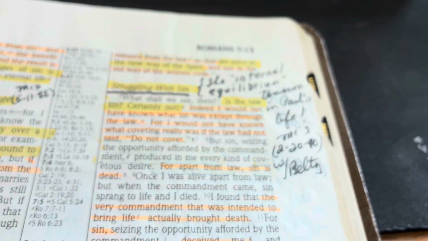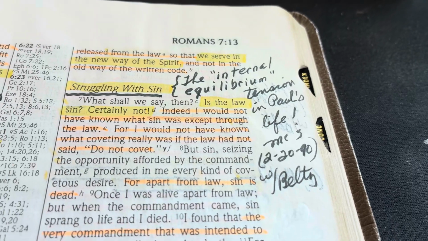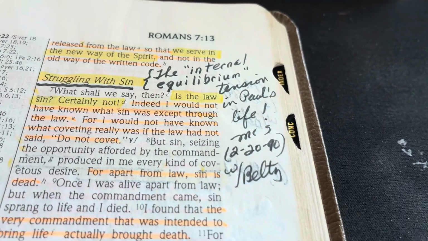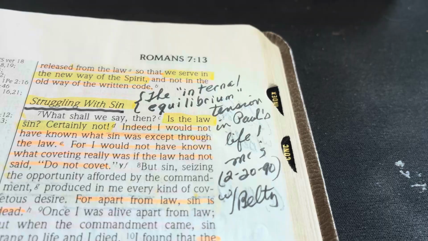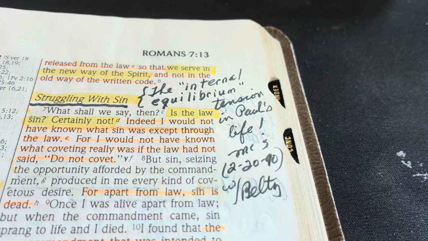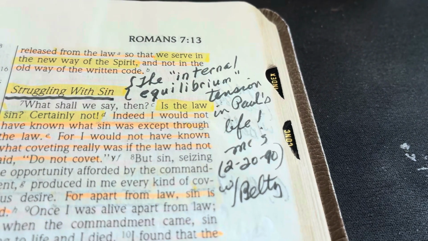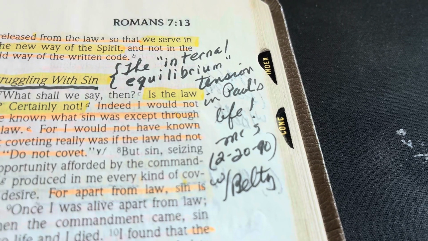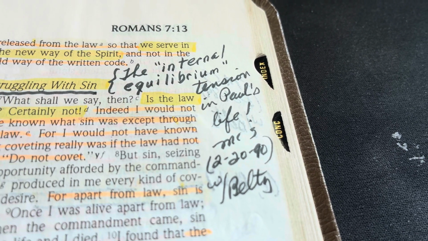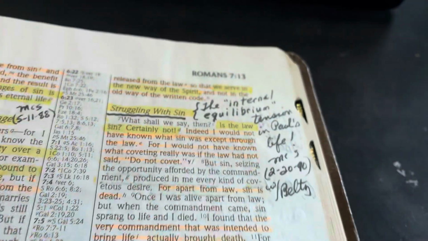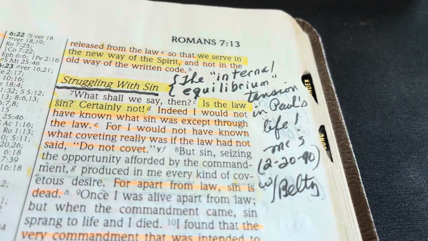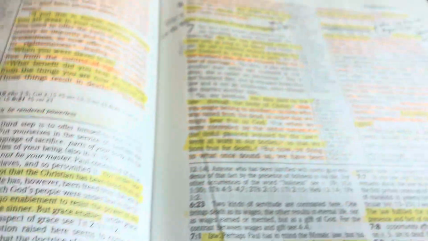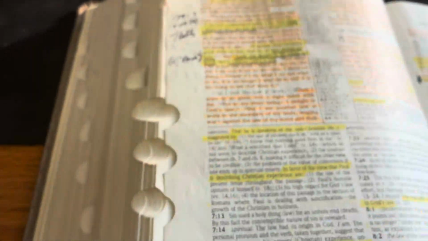Here's another note. This one is in the book of Romans. Romans 7:7. Struggling with sin. The internal equilibrium. Tension, I'm guessing that's what it says, in Paul's life. And then he preached that on February 20th of 1990. I'm guessing that's what the dates mean.